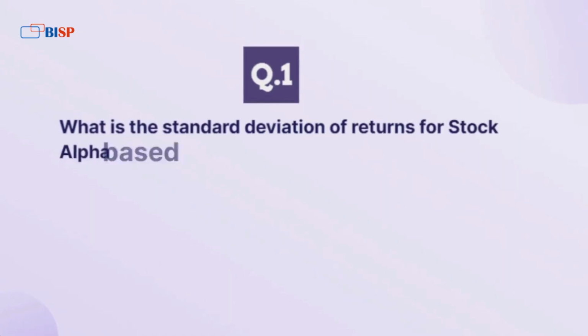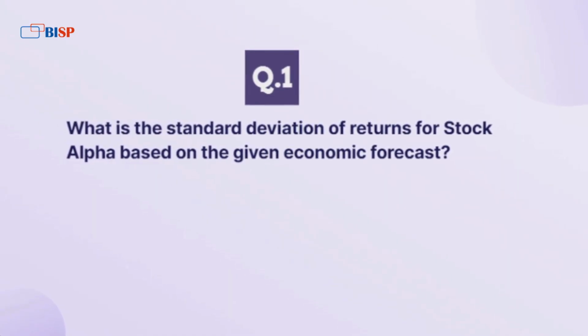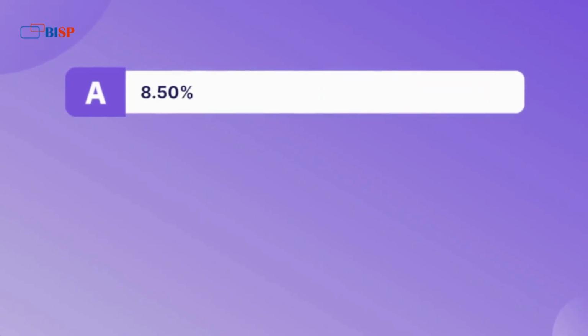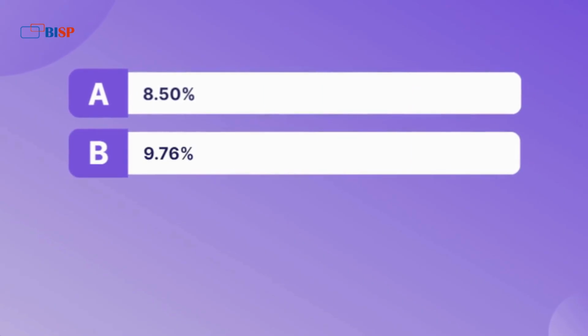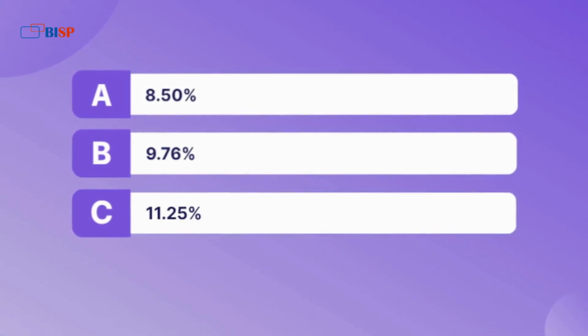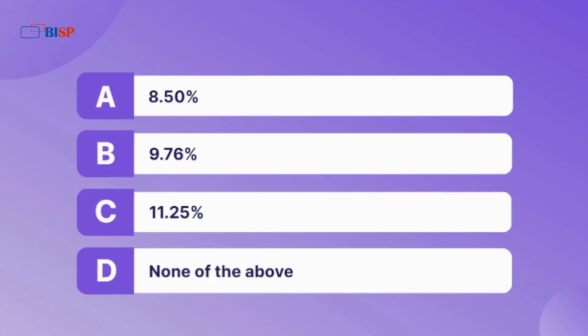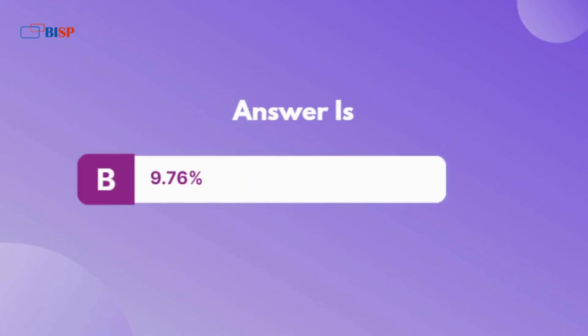What is the standard deviation of returns for stock Alpha based on the given economic forecast? A. 8.5%. B. 9.76%. C. 11.25%. D. None of the above. Answer is B. 9.76%.